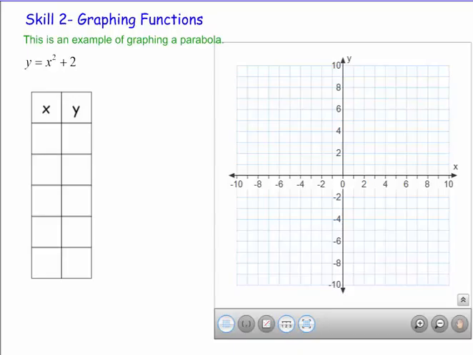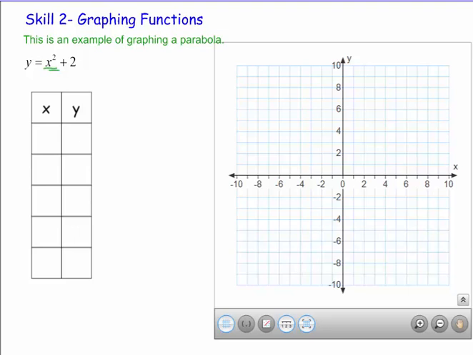All right, this is skill 2, graphing functions. And in this skill, we can graph lines, parabolas, pretty much anything that we want. So what you want to do is look first at the equation. And what you need to notice is that you have an x squared or a quadratic. And that's going to be a U shape. And it's either going to open up or down, a happy face or a sad face.